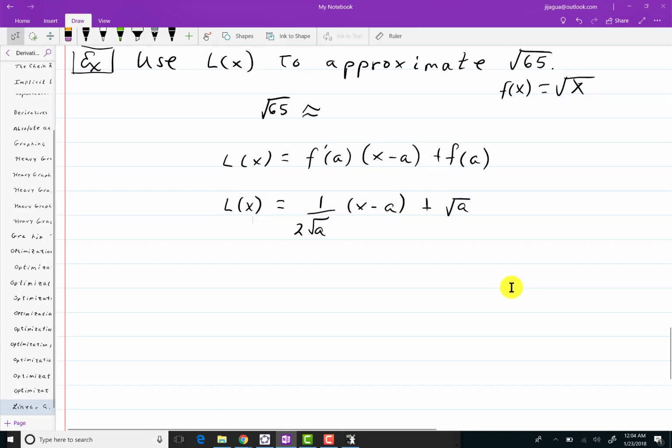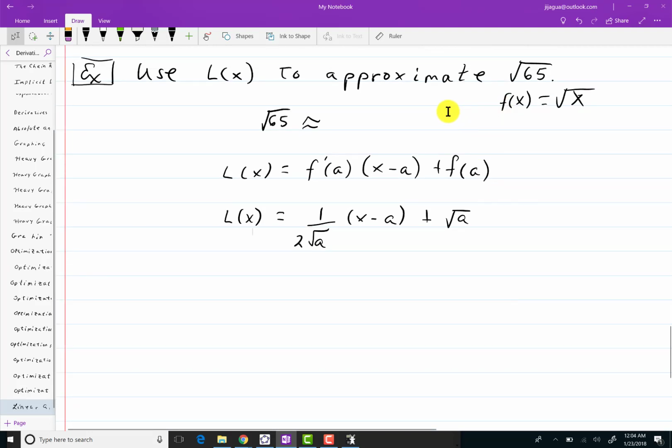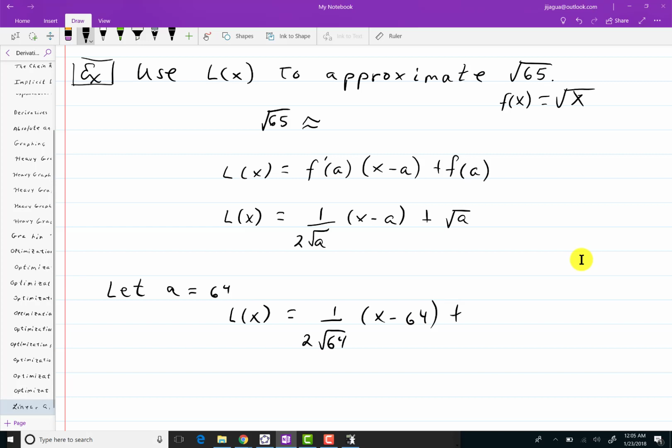Now, if I want to do this easily by hand, I should probably try to choose an a that is close to 65, because the approximation will be good if I'm close to it, but one that has a good square root. Luckily, 64 is really close to it and has a square root that is easily done. So I'm going to let a equal 64, so that L of x equals 1 over 2 times the square root of 64 times x minus 64 plus the square root of 64.